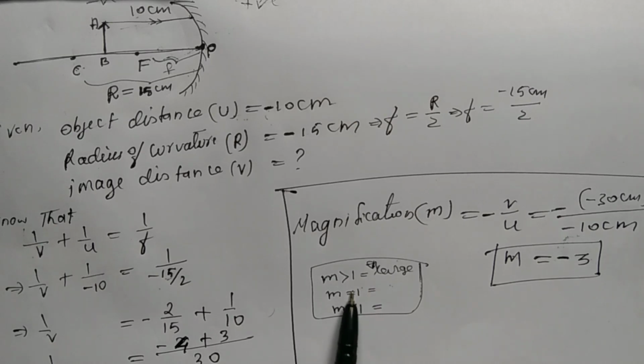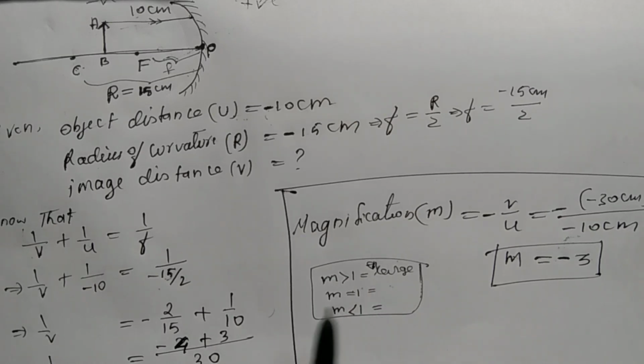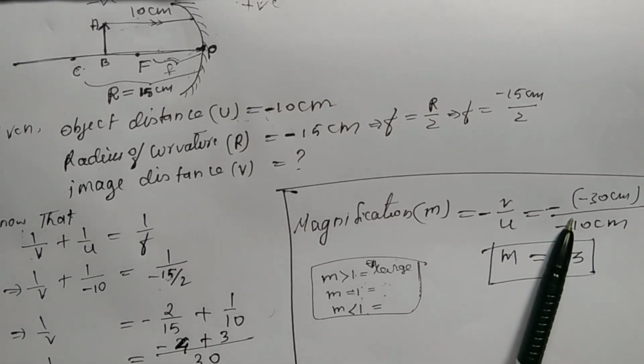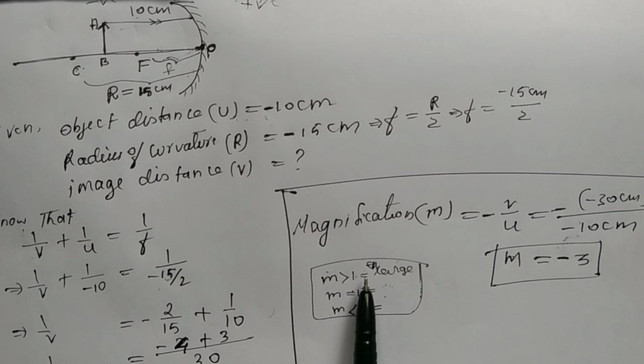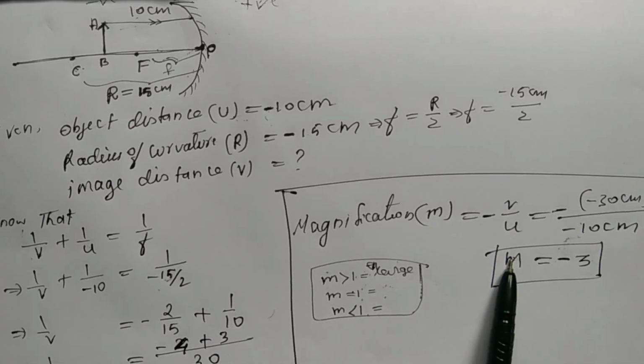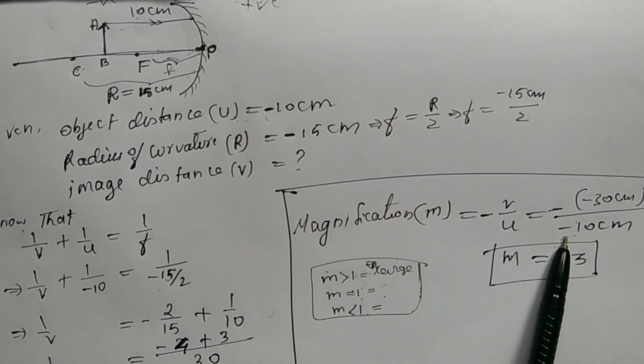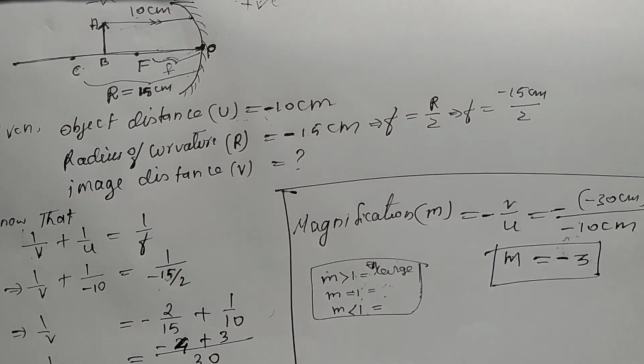Also I have given this condition in my previous video. I will give the link in the description box, okay? This is the short trick to remember how we identify whether the image is diminished or large. So if m is greater than 1, here m is 3, that means it is greater than 1, so the image is what? Enlarged, right? Now this is the magnification.